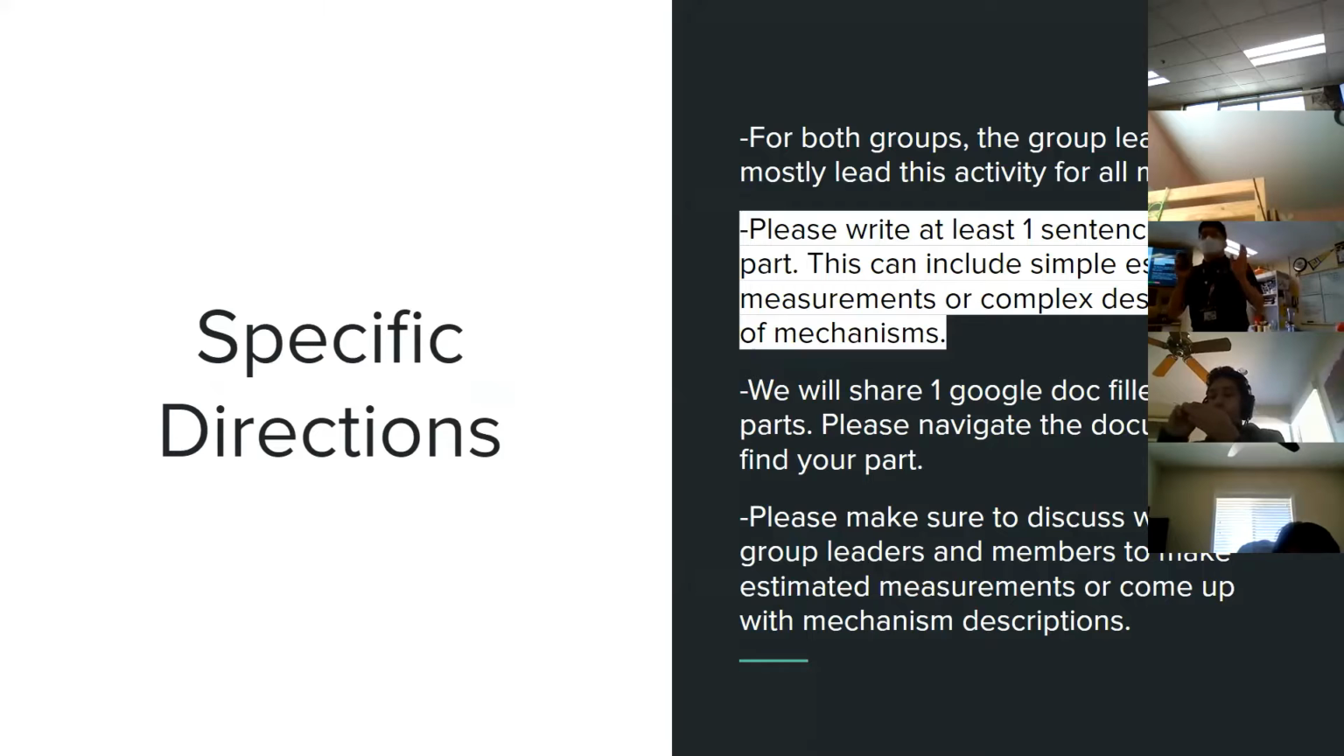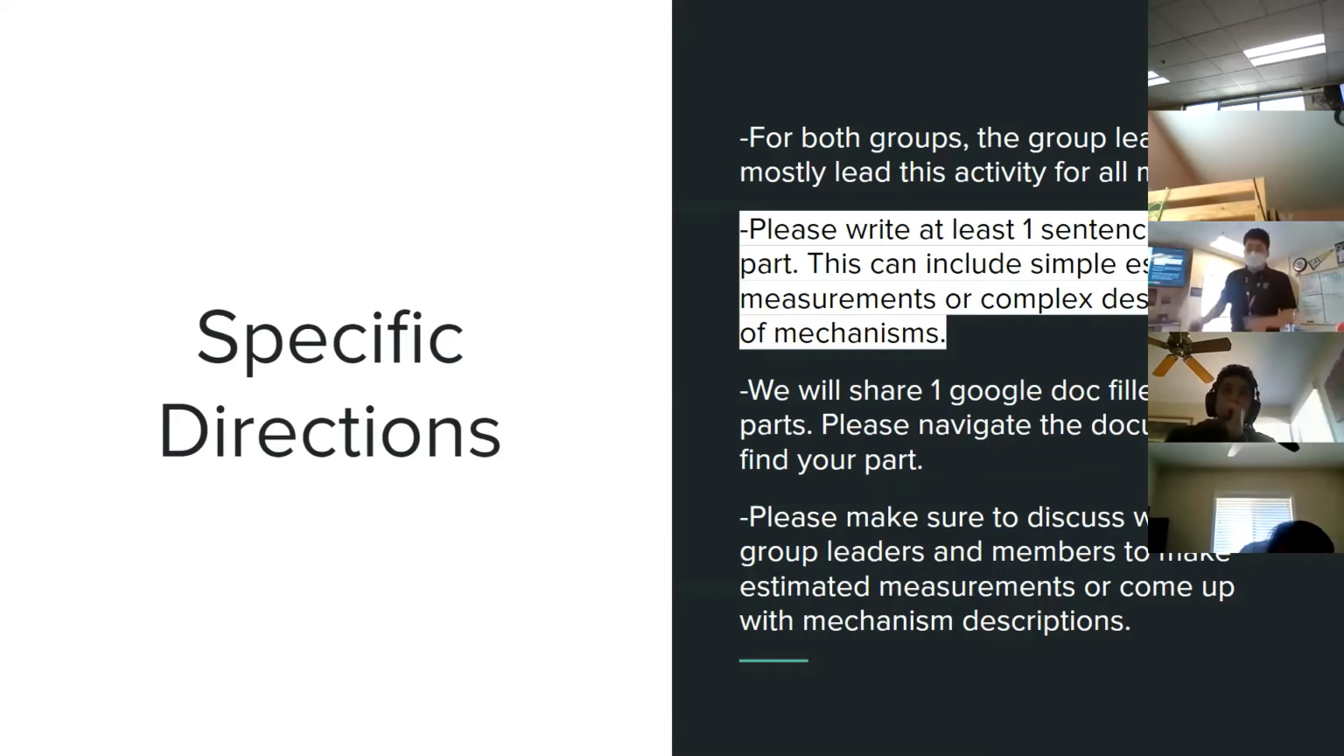So what we're going to do is we're going to have a single Google document. It's going to have a bunch of tables in it. There's going to be one table for one part. Now, don't overcomplicate it. A table is just a square box. You're going to have one square box for the picture and another square box to write stuff down. It's really simple. I'm going to get that sent out maybe this weekend.